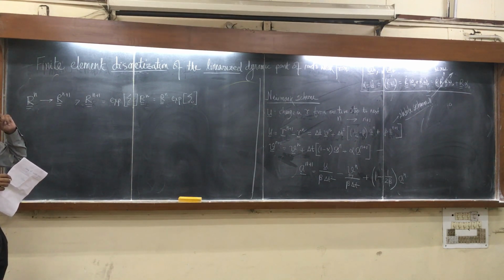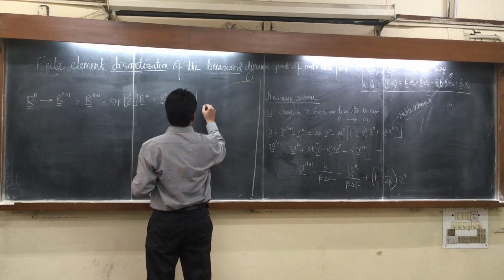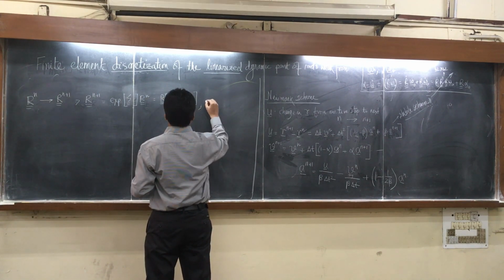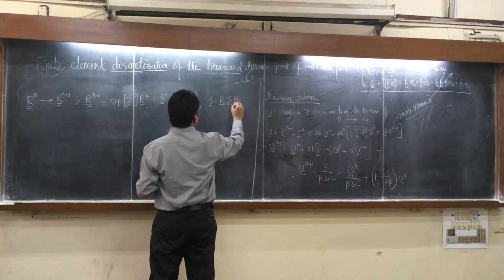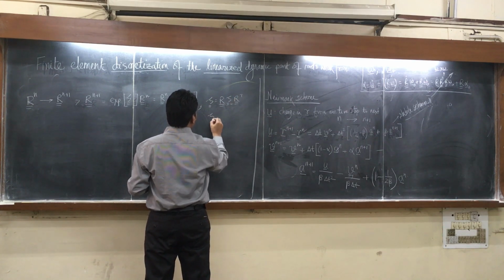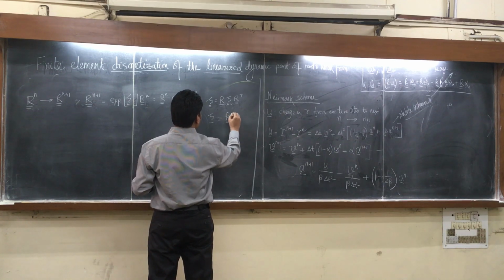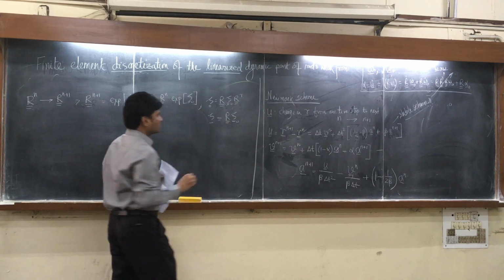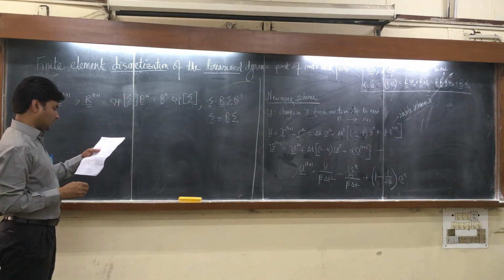And how are zeta and zeta naught related to each other? You can again show that zeta is R zeta naught R transpose, and the zeta vector would be big R times zeta naught. But they show that quite easily.